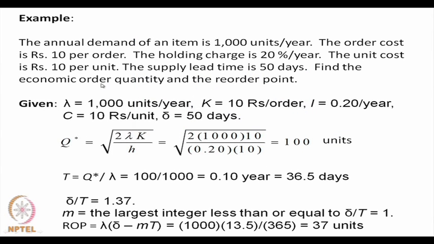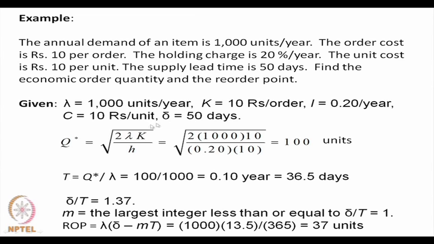We take an example to illustrate this case. Let us say that the annual demand is 1000 units per year. The order cost is rupees 10 per order. So, K is 10 rupees per order, lambda is 1000 units per year, holding charge, which is I into C, h, is 20% per year. So, we take 0.2 per year. The unit cost of the item is rupees 10 per unit, and the supply lead time is 50 days.